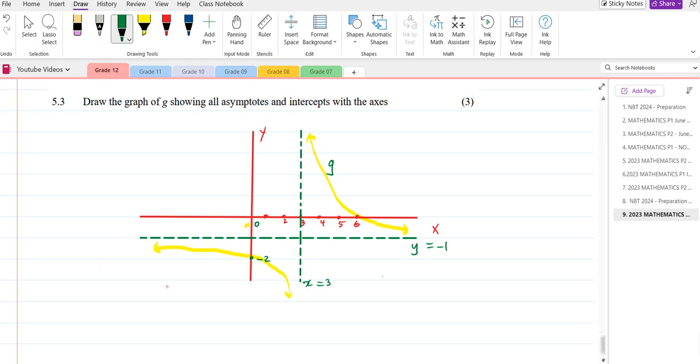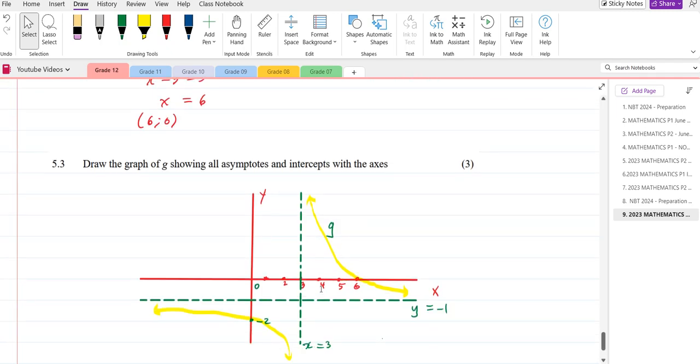Right, so I hope you guys understood that. Please draw it in pencil. Right, don't draw it in highlights. Next one.